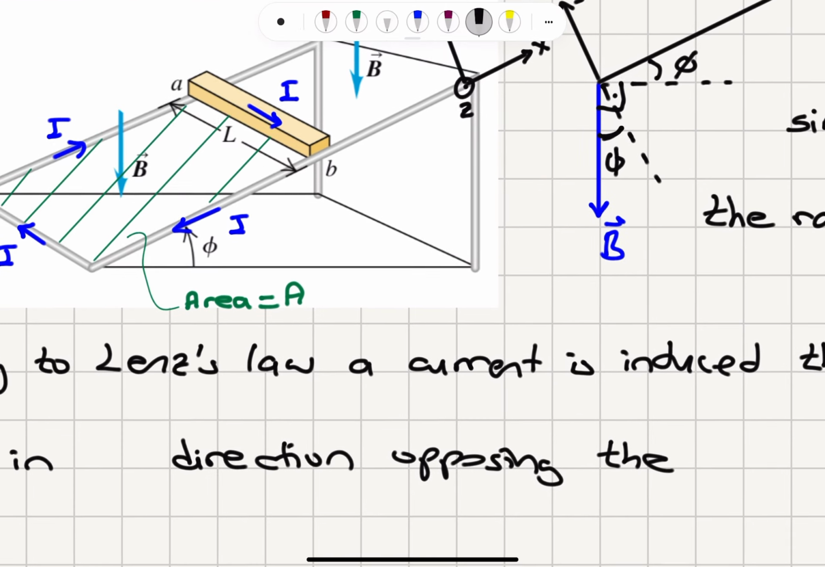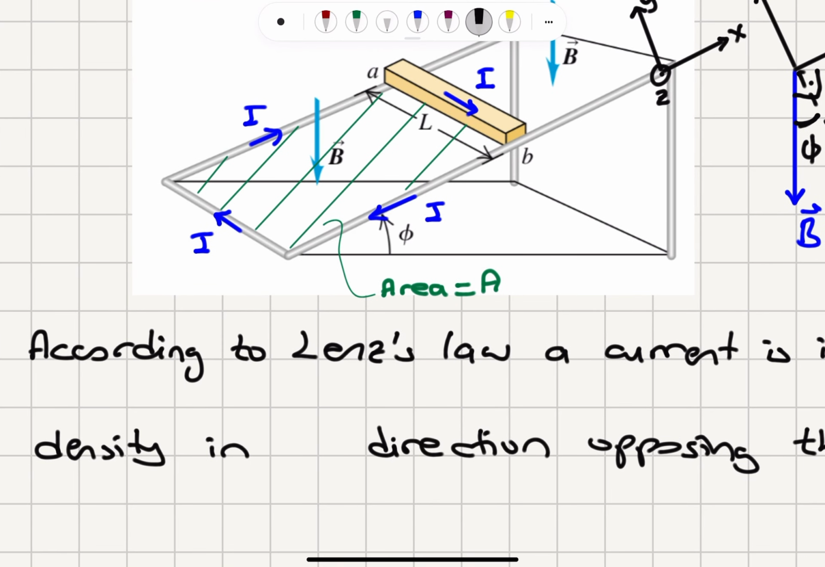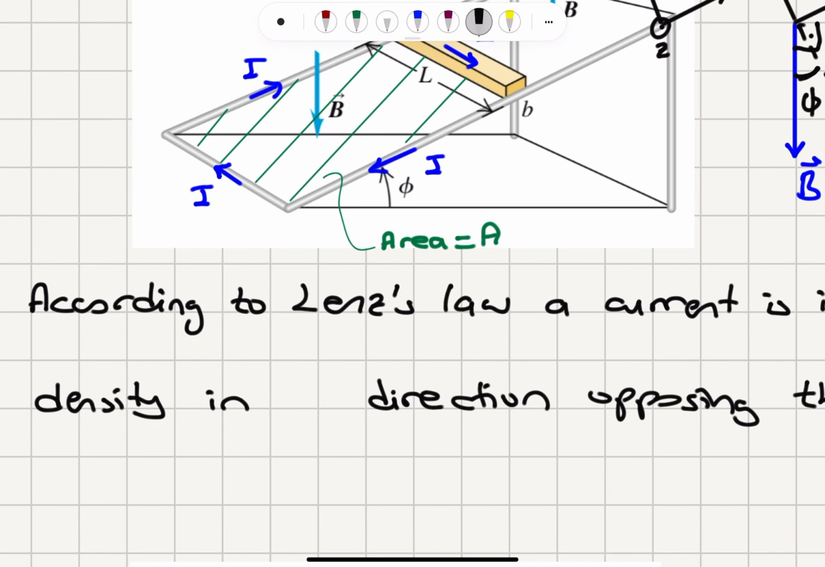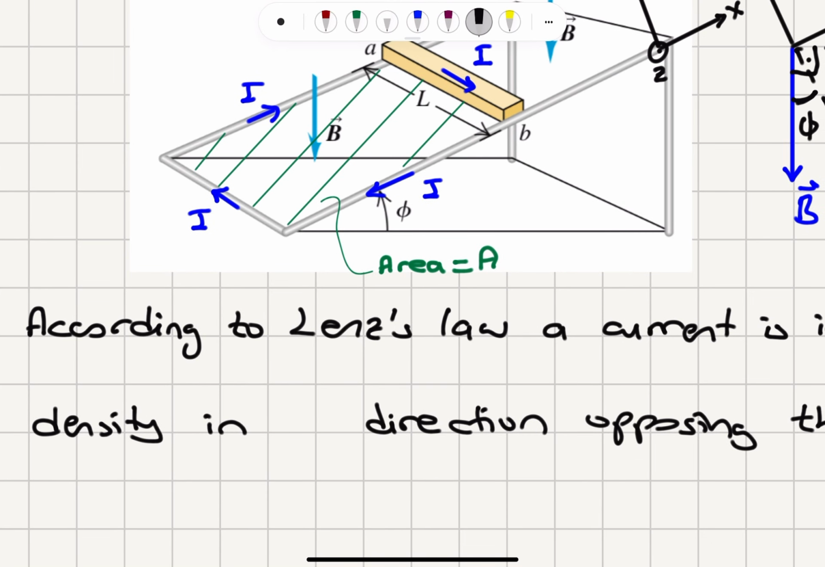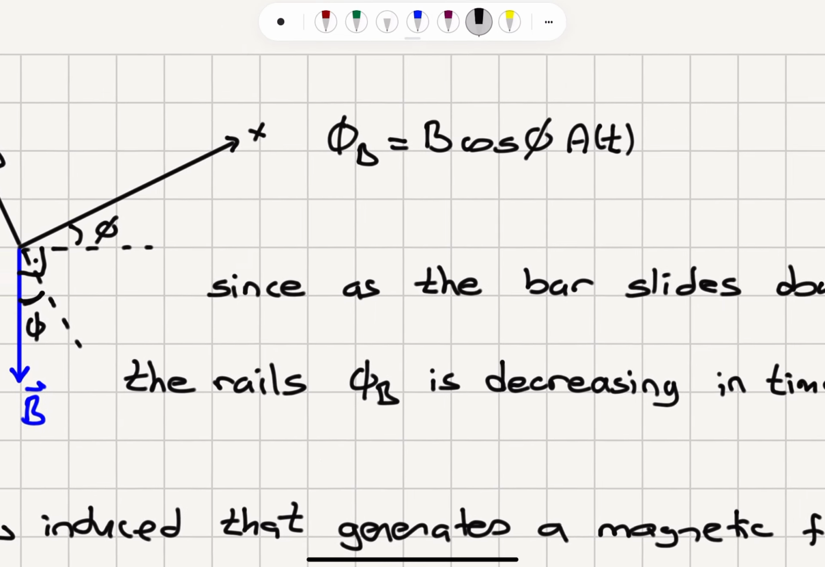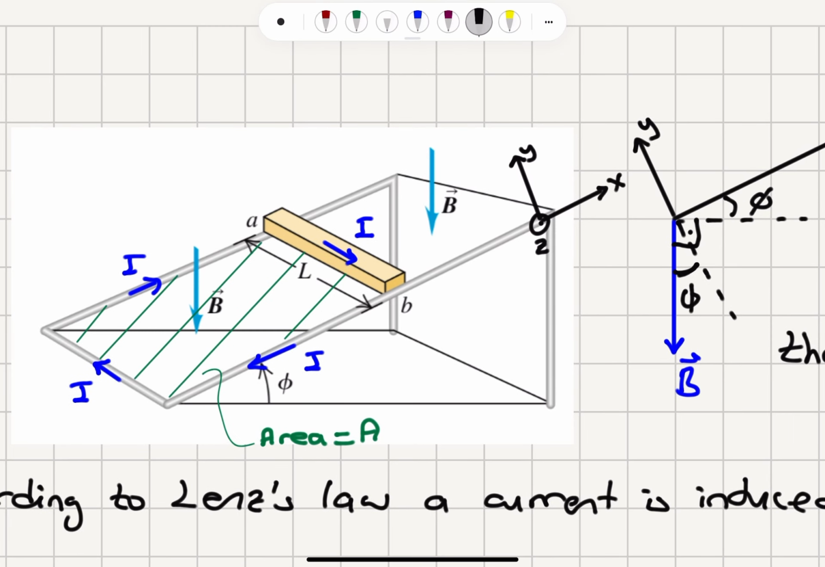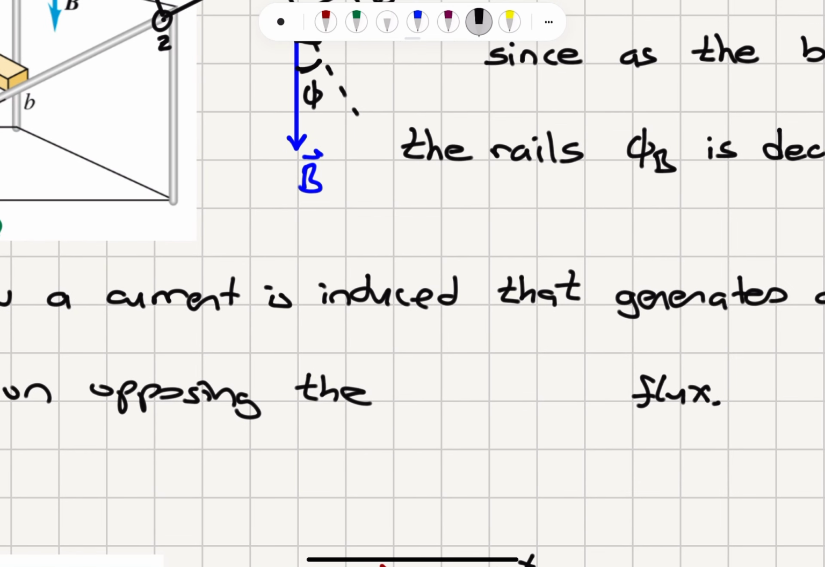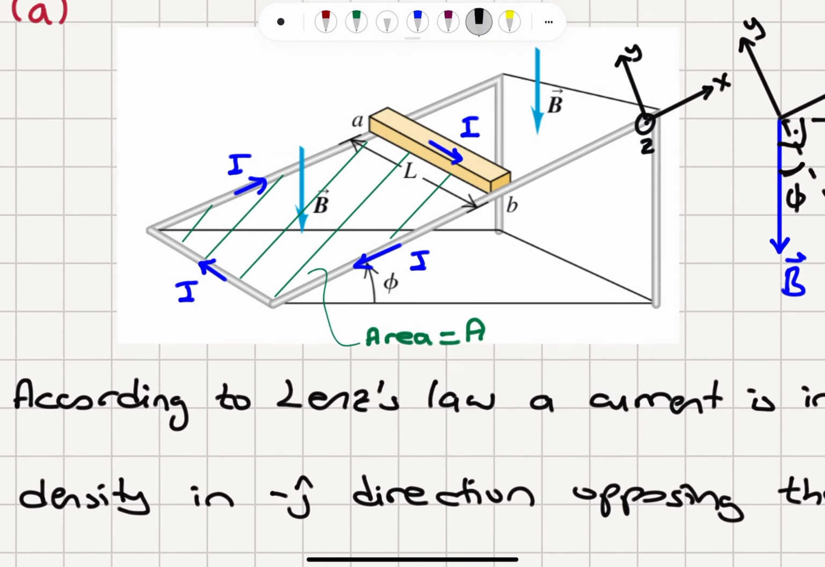Okay. So according to Lenz's law, a current must be induced that generates a magnetic flux density in a direction that opposes the decreasing flux. So the magnetic flux density created by the induced current must be in the same direction as the magnetic field B. So this should be in the minus j hat direction, opposing the decreasing flux density in the minus j hat direction. So how is that possible?